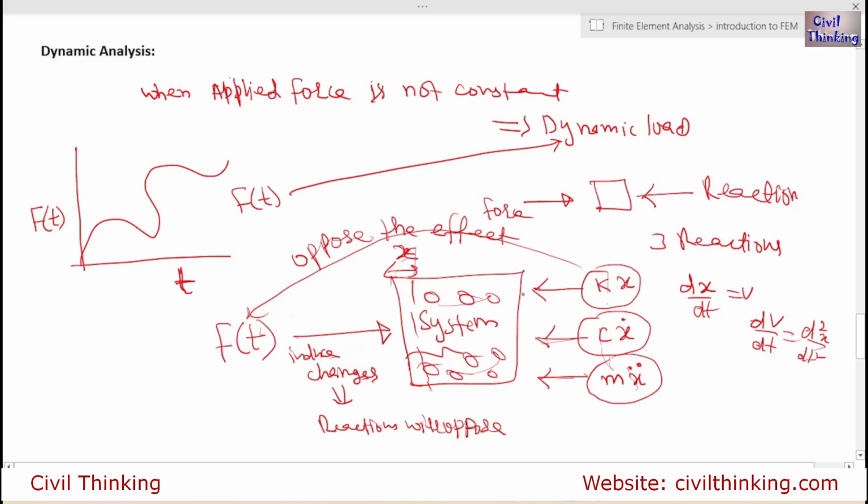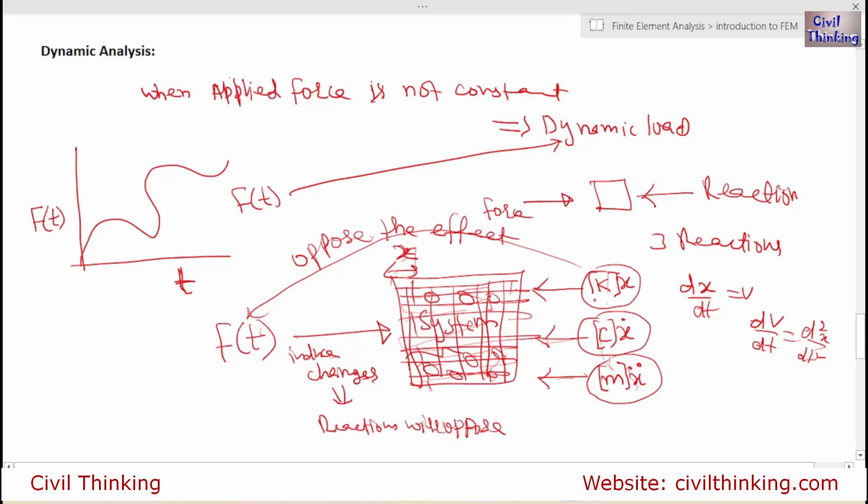But remember, in case of finite element analysis, because we divide a system into discrete elements, we do the meshing, so this won't be k, this will be the k matrix. The kx will oppose the displacement inside. The k is the stiffness, c is the damping, and m is the mass matrix.